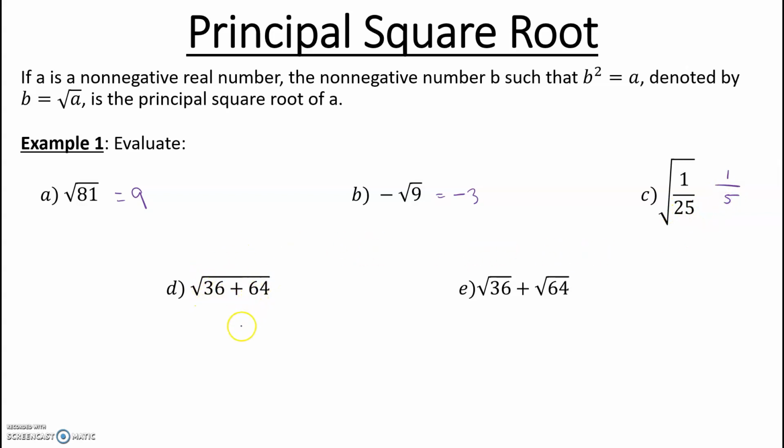Square root of 36 plus 64, we're going to go ahead and simplify that. 36 plus 64 gets me 100, and the square root of 100 is 10. Separately, square root of 36 is 6, plus the square root of 64 is 8. 6 plus 8 gets me 14. All right, moving on.